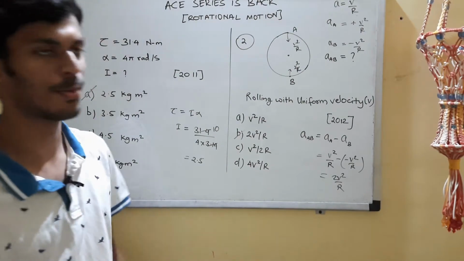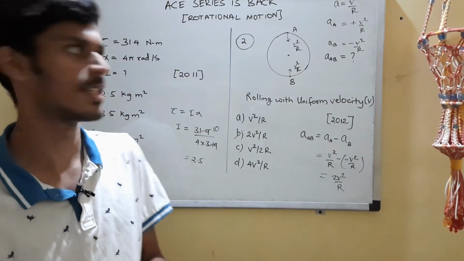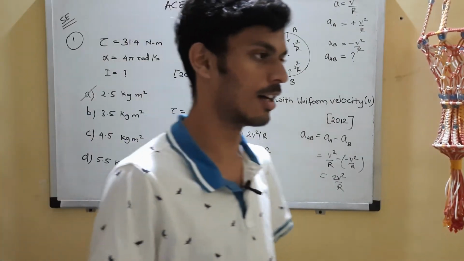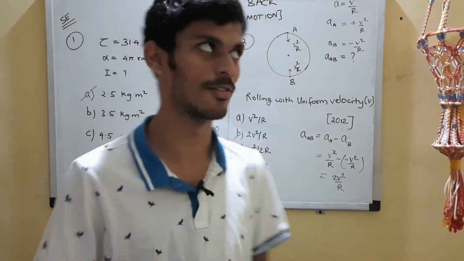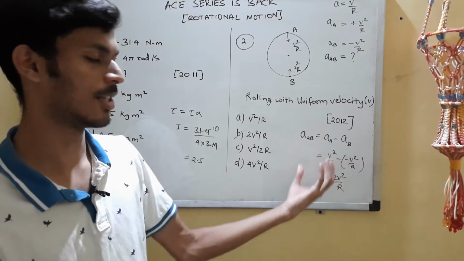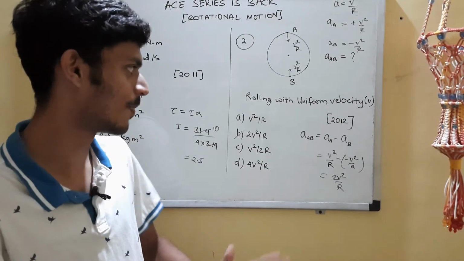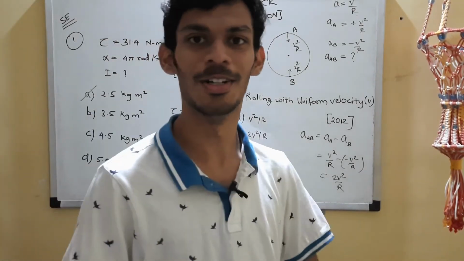So here you are just supposed to know that the only acceleration in this case, since it's uniform velocity, will be the centripetal one, which is v square by r, and then just substitute acceleration of point A and point B, get the answer, right? So that was so simple. Let's move to the next question now.